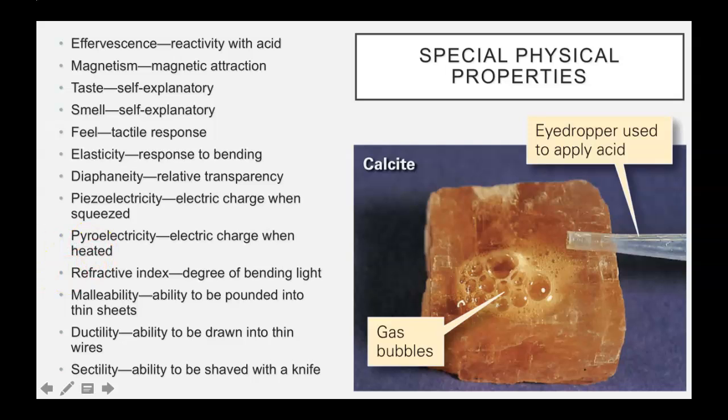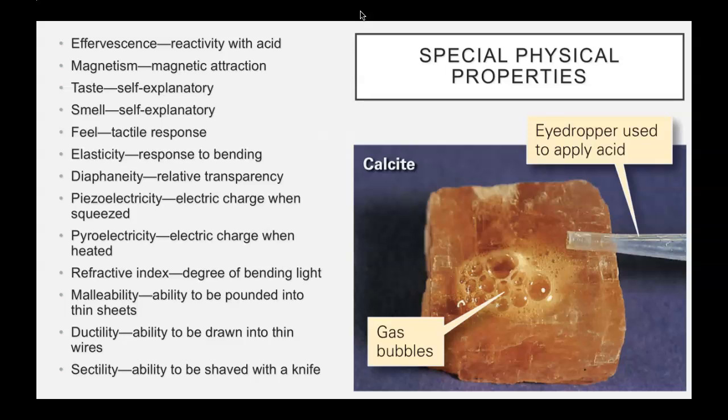Other special properties, there's a long list here. You can read through them, but one we use a lot is whether or not the mineral fizzes with acid. So we can put hydrochloric acid, a little dropper of it, on the mineral calcite, and it's going to fizz a little bit. There's another mineral that fizzes called dolomite. Dolomite is like calcite, but it has magnesium in it in addition to the calcium in calcite. And in order to get dolomite to fizz, you have to scratch it a little bit, expose more of the surface area. So that's called effervescence.